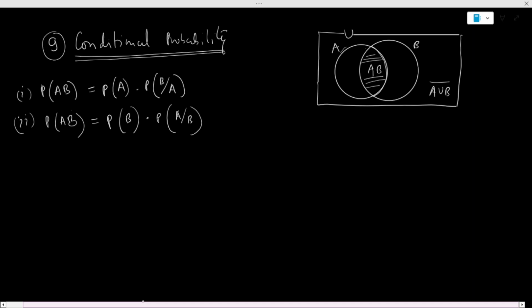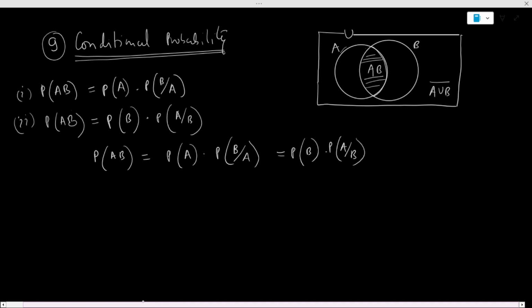So from 1 and 2, what do we see? We see that probability of AB is equal to probability of A: first we know A, and then we update the information of B when we know A. Or, if we know B, then we make use of this information and find the probability of A.